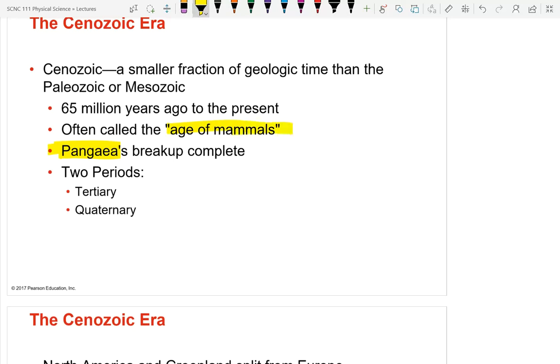It's called the Age of Mammals because you have mammals like you and me that dominate.